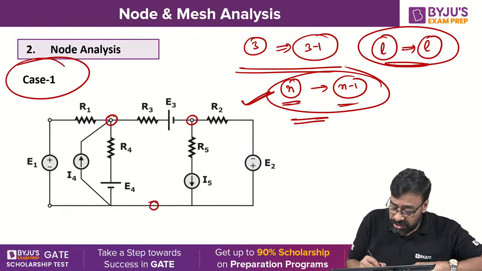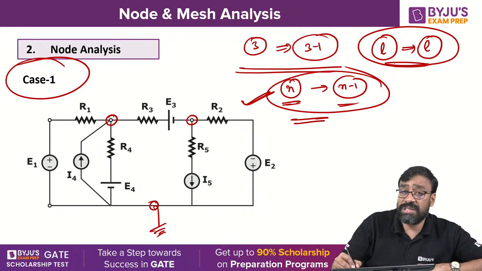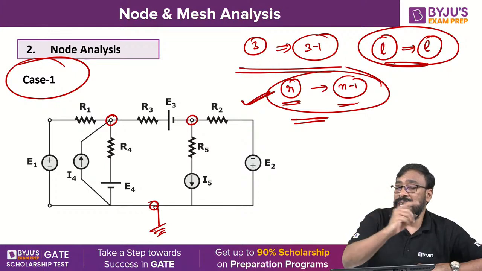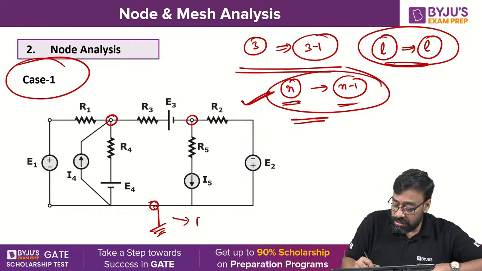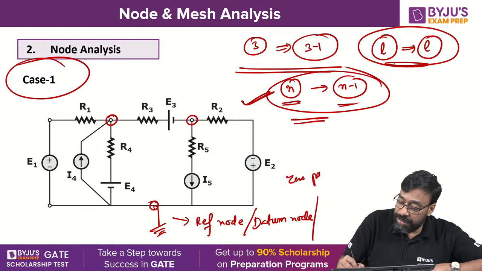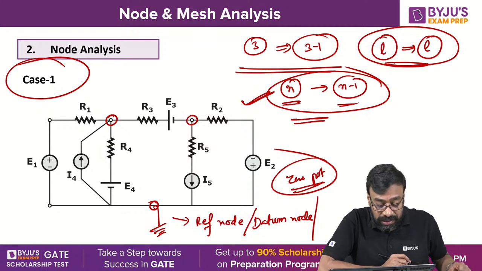So, 3 nodes. Usually the bottom node is selected as the reference node. That is why for N number of nodes you get N minus 1 equations, because one node is selected as the reference node, also called the datum node, or zero potential node. People take it as the zero potential node.